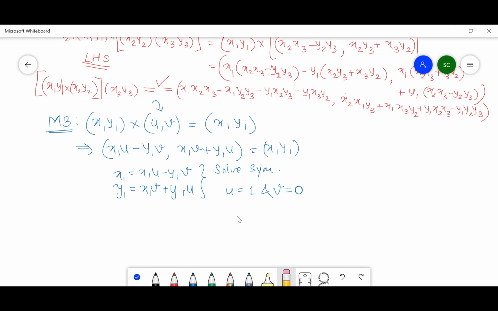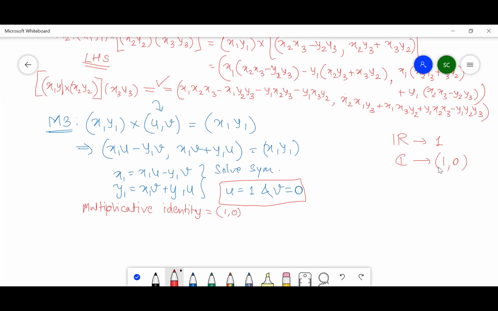So u is equal to 1 and v is equal to 0 is very, very important for us, and it is what we will call the multiplicative identity, which is (1, 0). Now, here we should be happy about this multiplicative identity, because if we compare this complex number system with the real number system, then in real numbers, the multiplicative identity was 1. And now in complex numbers, it is becoming (1, 0). So it is good. Happy situation.